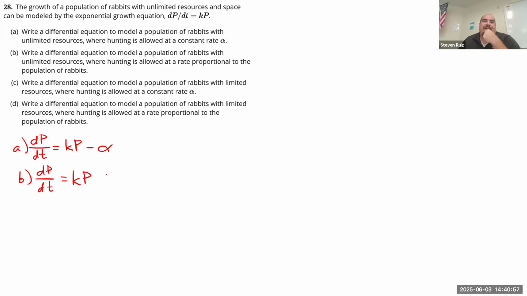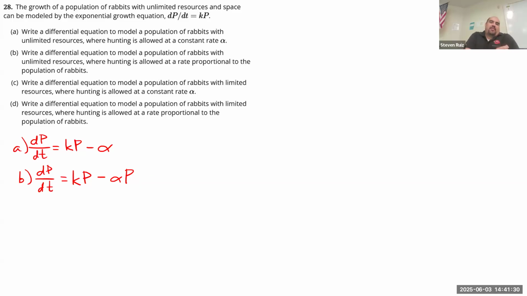So now it's not a constant rate. So basically, the more rabbits there are, the more hunting I'm going to allow. More specifically, it's proportional to the number of rabbits there are. So let's say alpha is still the amount of hunting that's allowed. Now I'm going to multiply it by P.